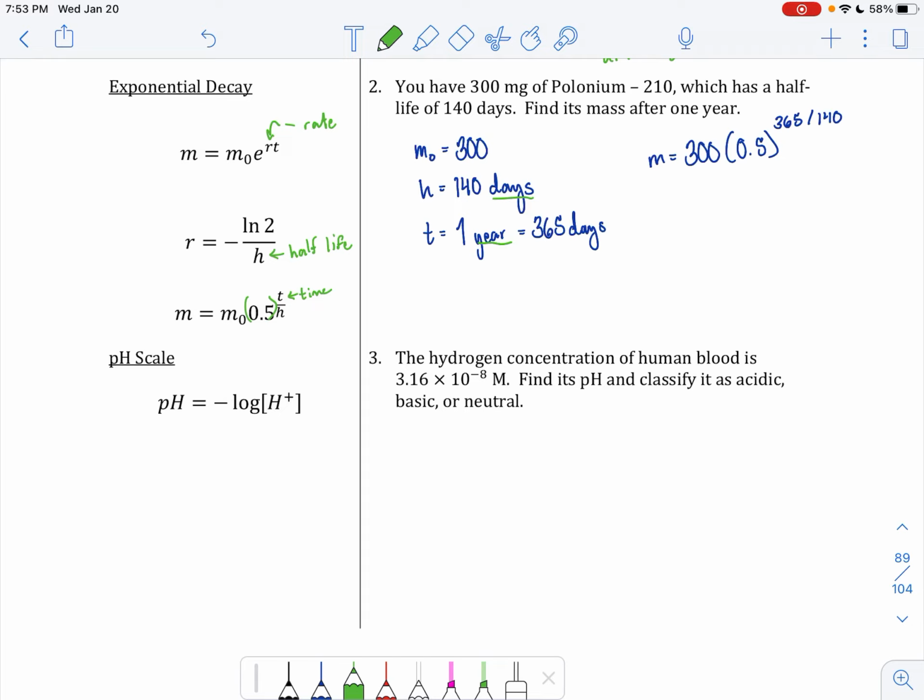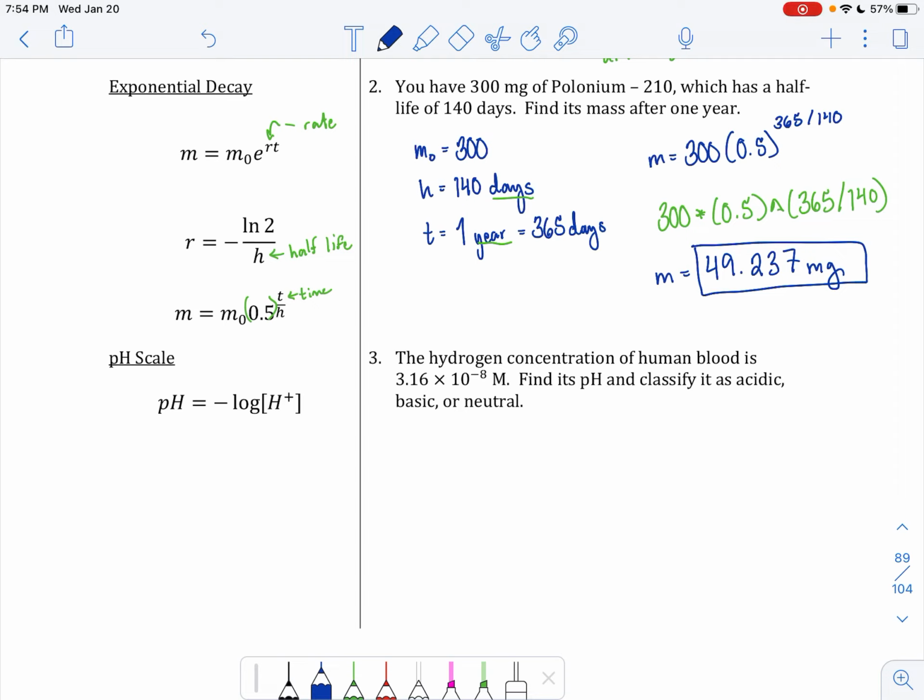When you enter this on the calculator, it's really important that you put in your parentheses where you want them to be. So for example, if I'm doing this on one line on my calculator, I'm going to do 300 times 0.5 exponent sign, and then another set of parentheses. You have to have this last set of parentheses and close them if you want to get the right answer the first time. And so then we get m is equal to 49.237, and we started with milligrams, so that is our unit at the end of this problem.